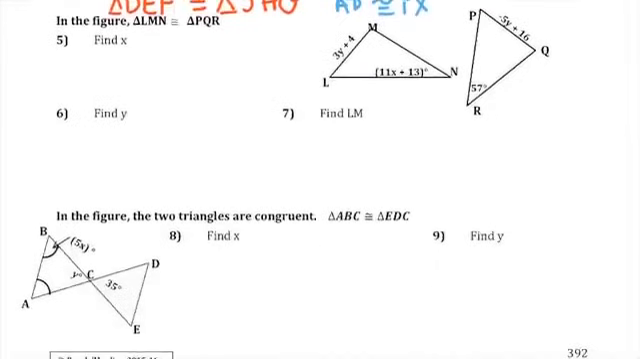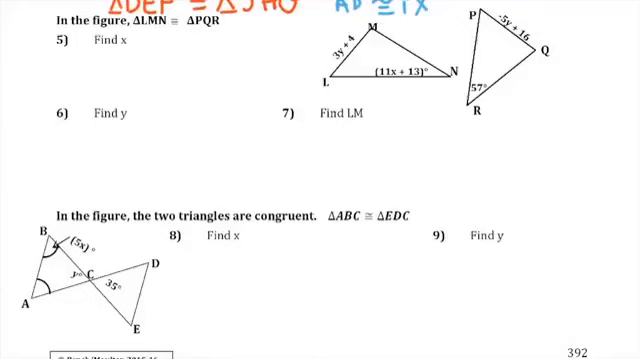Okay, number 5. In the figure, triangle LMN is congruent to triangle PQR. So they're telling us that they're congruent, which means that all the corresponding parts are also congruent. Now we want to find the value of x in number 5.